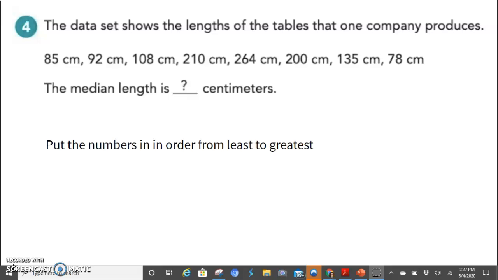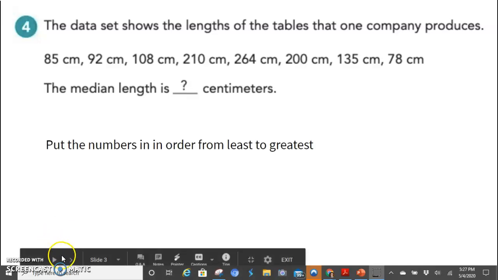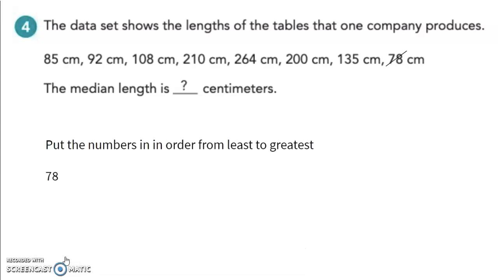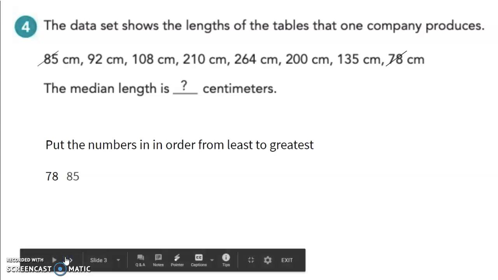Let's look at the list. What is the lowest number? The lowest number is 78. So I put 78 in the list and I cross it out or underline it to show that I've done that one. Then I look at the numbers that are left. The next one is 85. So I cross out 85 and put it in the list.